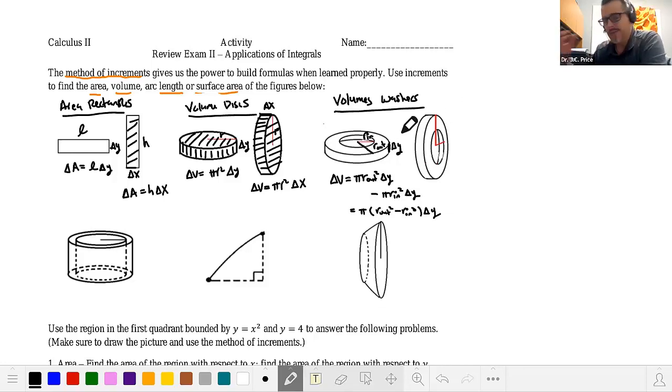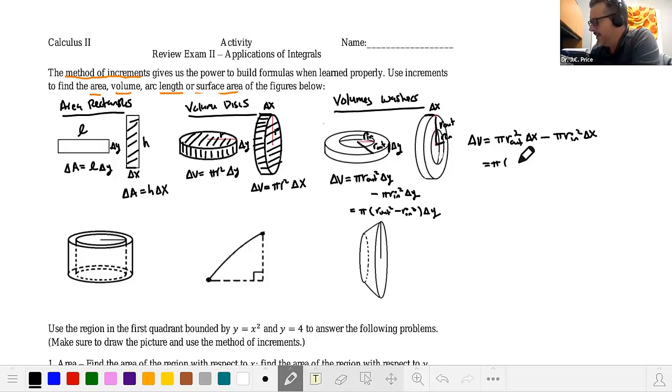And then over here, when you have this vertical washer, you have a small change in the horizontal, which we call delta x. And then again, this little radius is r in, and the bigger radius right here is r out. And so our delta V will be equal to the volume of the outside disk, pi r out squared delta x, minus the volume of the inside, so r in squared delta x. And again, you can take out that pi on the left if you want to, r out squared minus r in squared, and take that delta x out on the right.